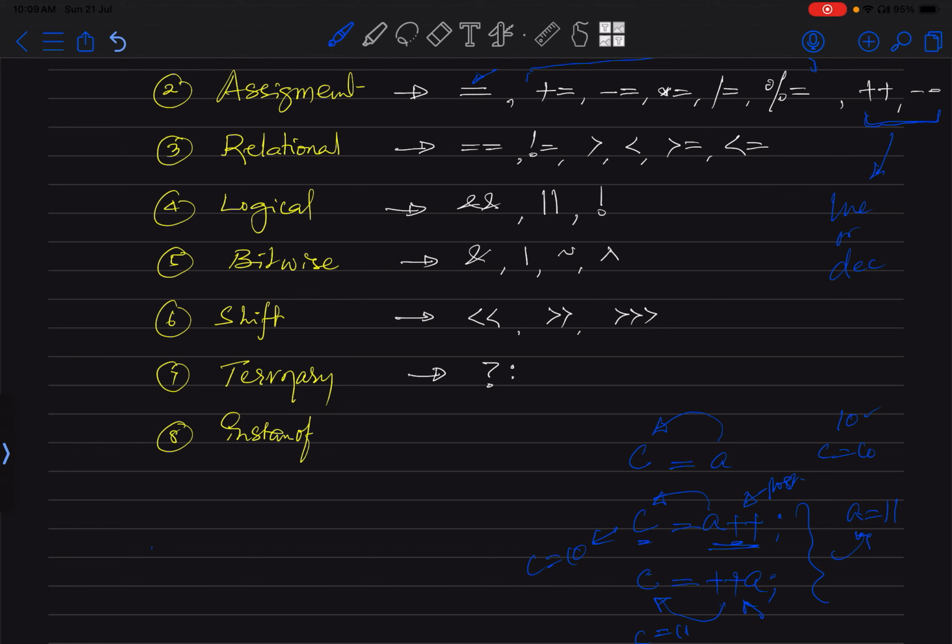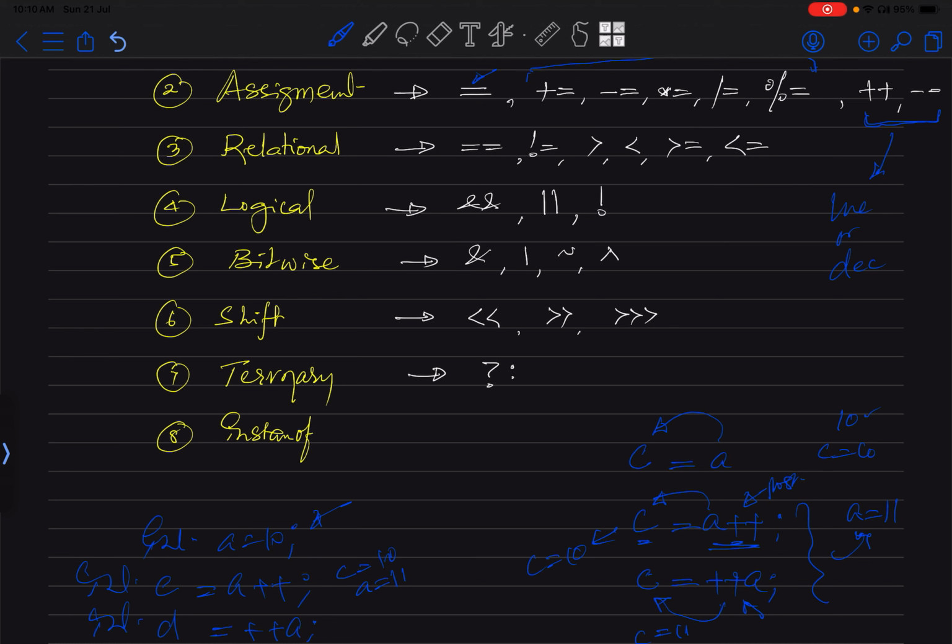So if I have integer a equal to 10, and then c equal to a plus plus, and then integer d equal to plus plus a, what happens? a is 10, we know that. Now c equal to a plus plus is a post increment operation. So c becomes 10 and a becomes 11 after this operation.